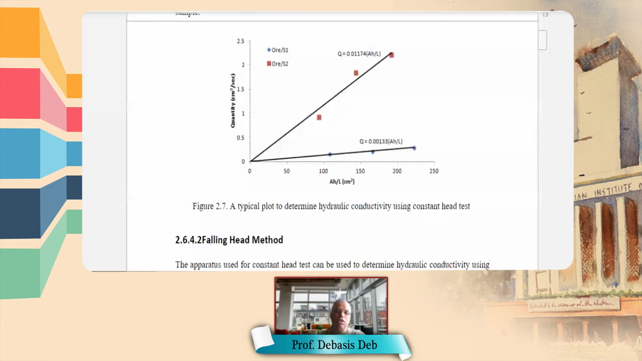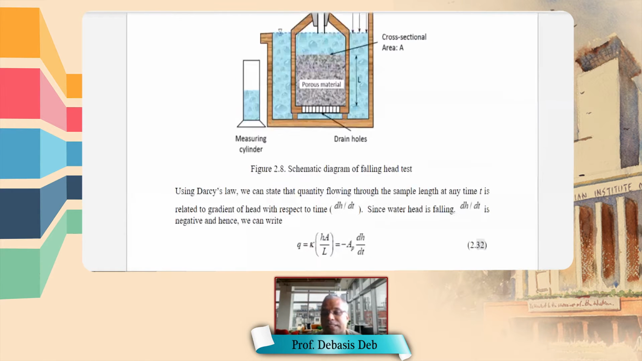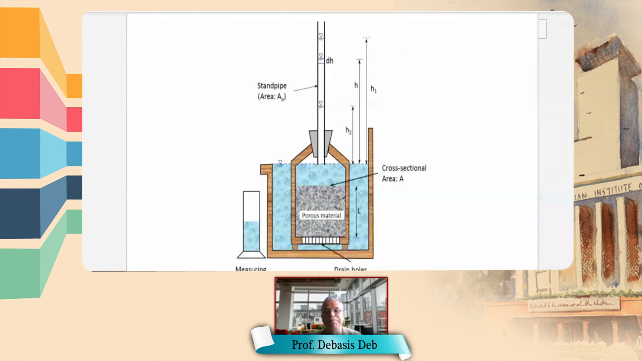Another experiment is called falling head method. And this falling head is, let me first show you the diagram. This is in the book, you can see. So what this is showing is the porous material will be here, okay, in a kind of a chamber, and there will be some drain holes so that the water can come out. Here they say the name is falling head.